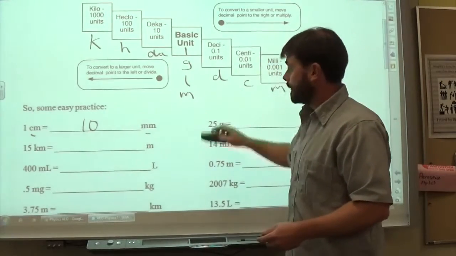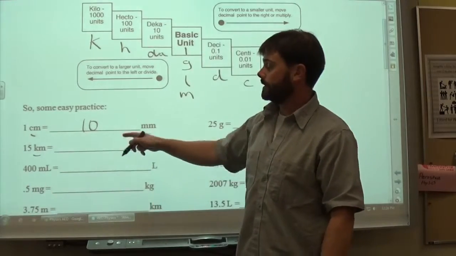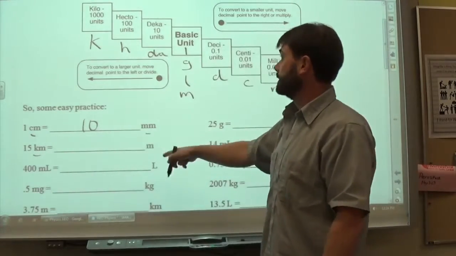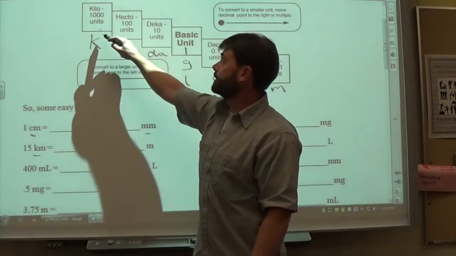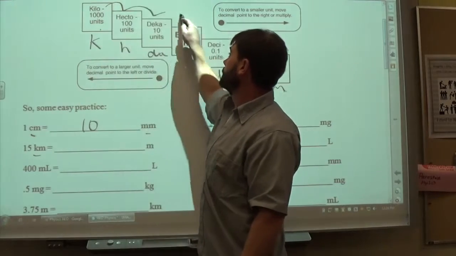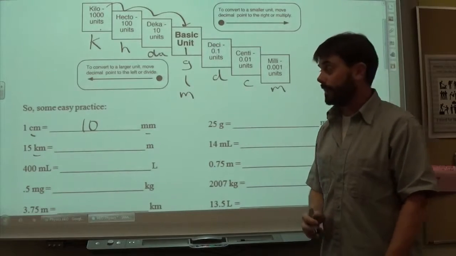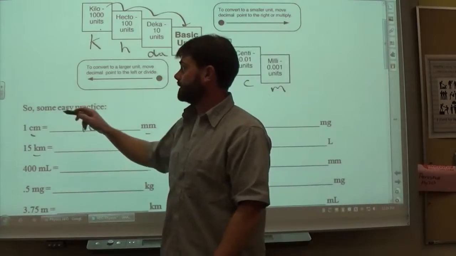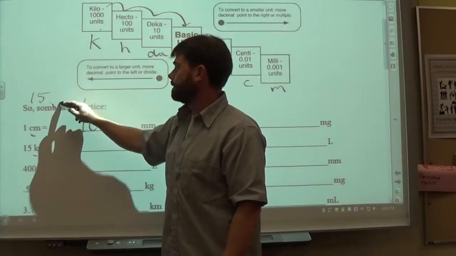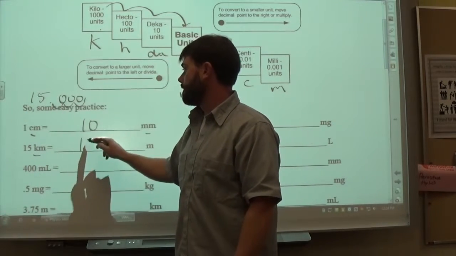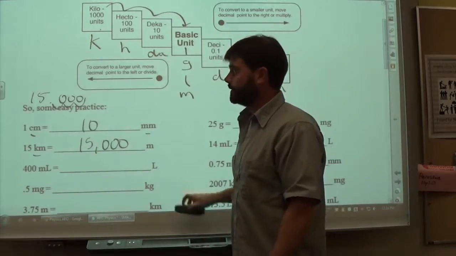Okay? The next one is going from kilo to the base unit. So we start with 15 kilometers, and we're going to go to the base unit of meters. I start at kilo, and if I follow the stairs, I would go 1, 2, 3 units to the right, which is the same as multiplying by 1,000. The other way to look at this is if you started with 15 and had the decimal place here, you move it to the right 3, and you fill in the zeros. Either way, you end up with 15,000.